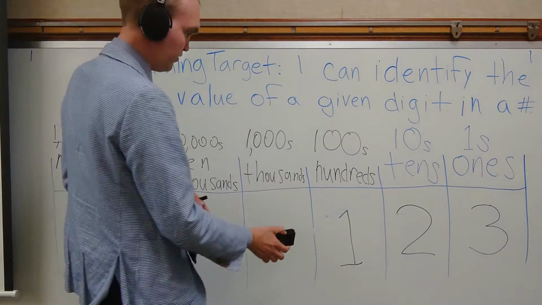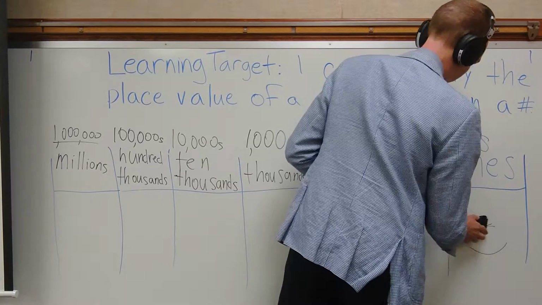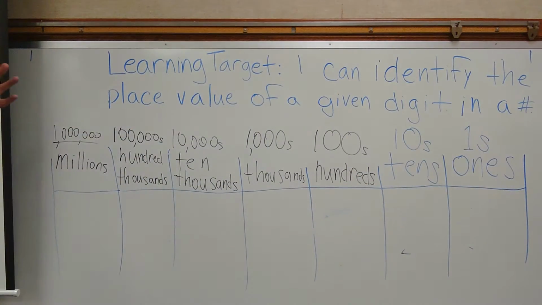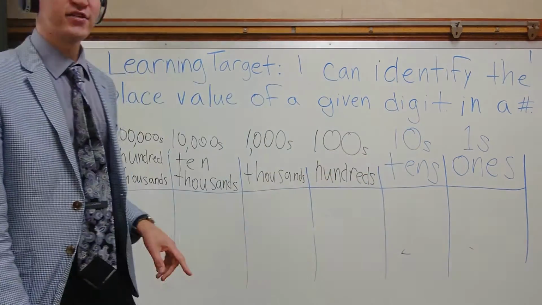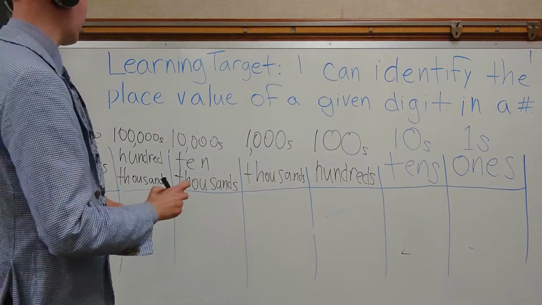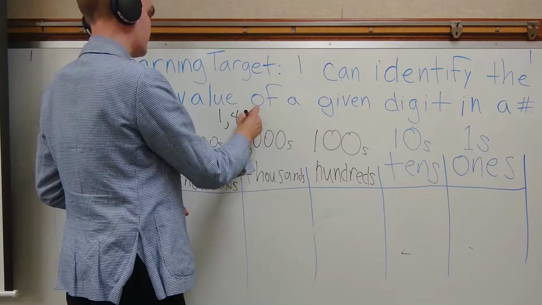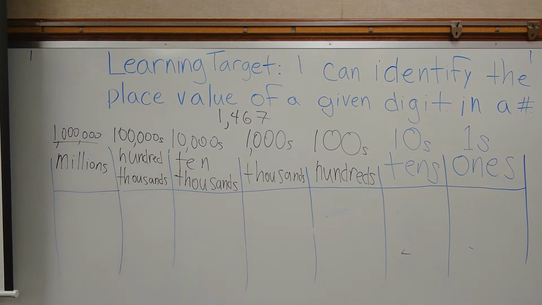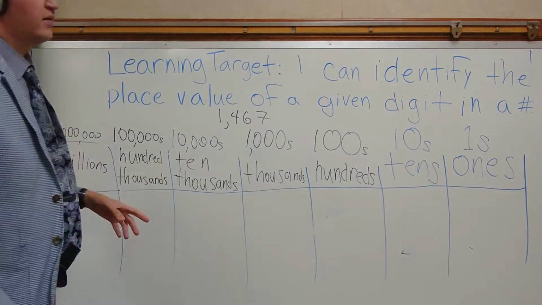Okay, welcome back. Now, anytime you get a number, you can fill it in from right to left in order to find the place value of a digit. And here's what I mean by that. Let's say I have the number 1,467. Well, I'm not sure how to say that one even. So let me fill it into my place value chart.